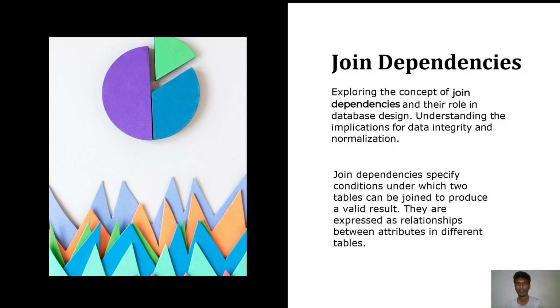First, we're going to see join dependency, exploring the concept of join dependency and its role in database design. We are going to explore join dependency in the database, understanding the implications for data integrity and normalization. We're going to understand the data implementation. Join dependencies specify conditions under which two tables can be joined to produce a valid result. In join dependency, we join two different tables to form a valid result. They are expressed as relationships between attributes in different tables. The different attributes are being joined in the same table.